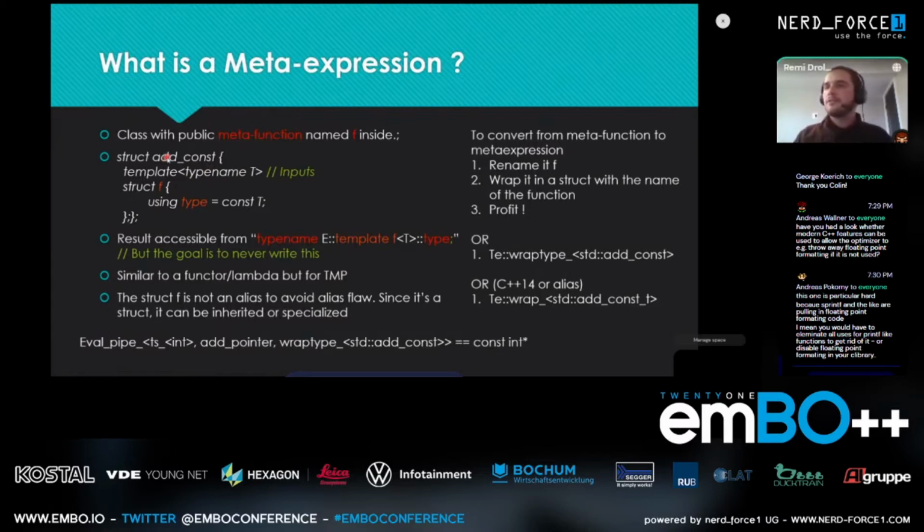So add const, this is just a simple struct that is named add const. It has an internal class named f that is templated, and I use it with a type inside, with the result inside an alias named type.